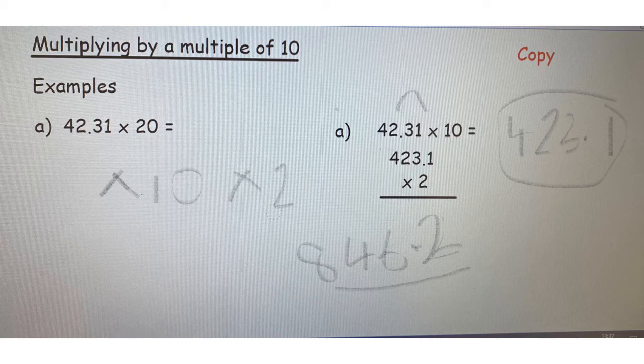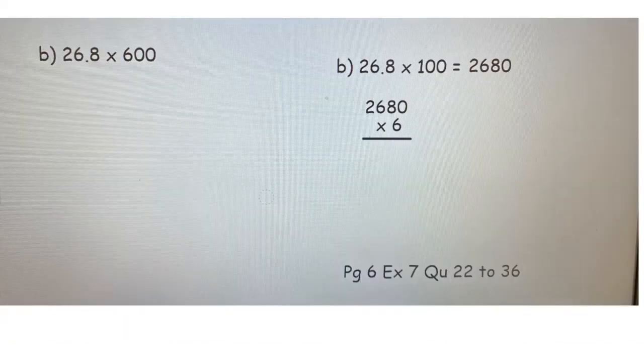I'm going to do another example now. So say we had to do this one, 26.8 times 600. So in your head, you're thinking about this 600 and you're saying that's the same as just multiplying by 100, which I can do by moving the decimal point, and then multiplying the answer by 6. So that happens in your head.